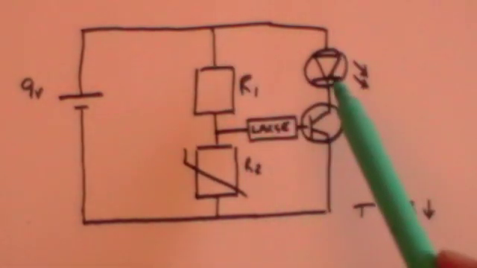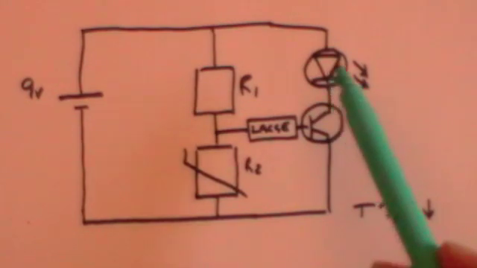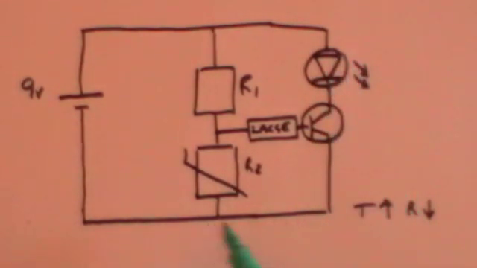Down this arm we've got a light emitting diode, so that light will come on provided a current flows down this arm.